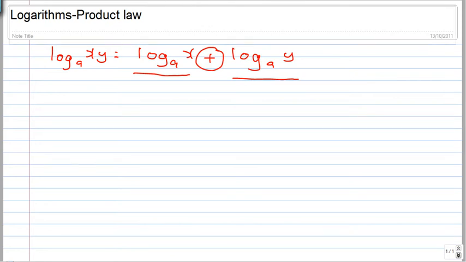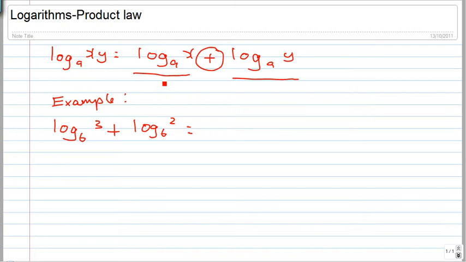Okay, so let us try to attempt a question. Example: if you have log base 6 of 3 plus log base 6 of 2.